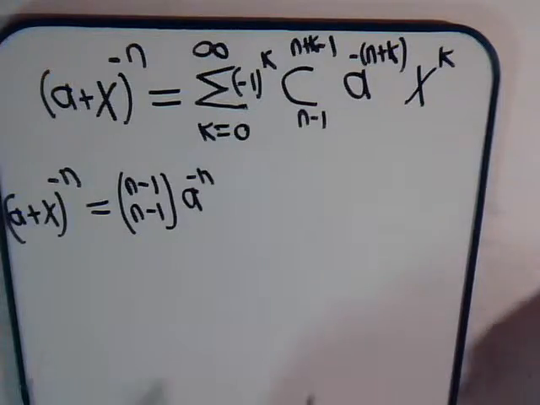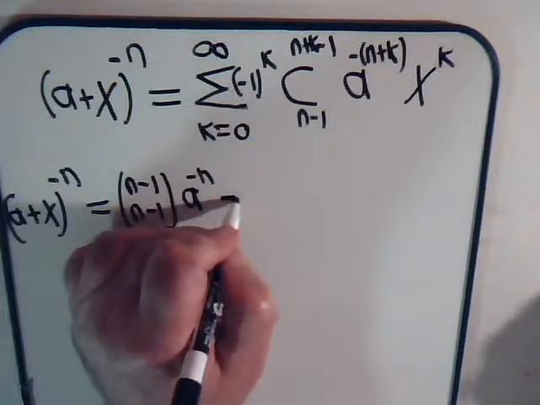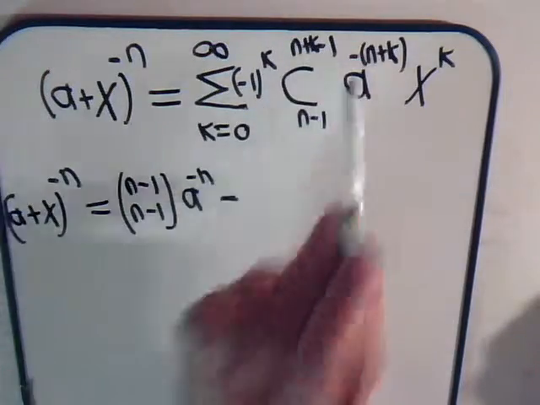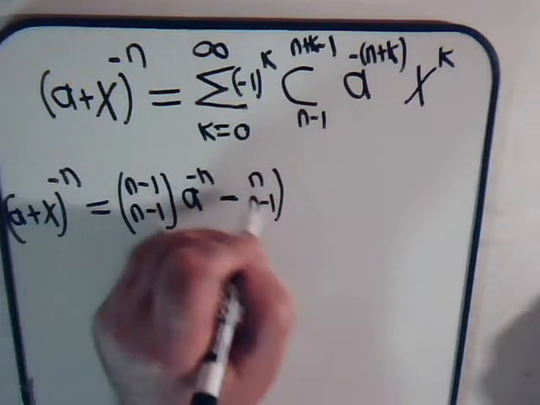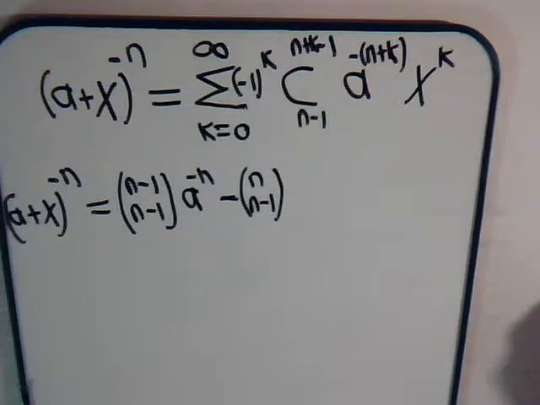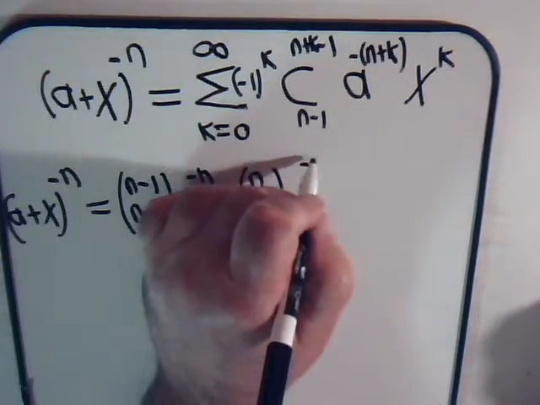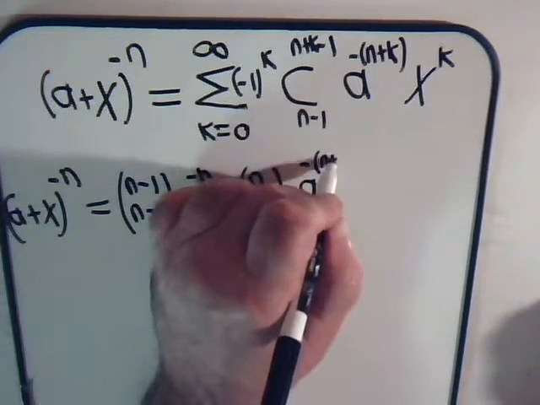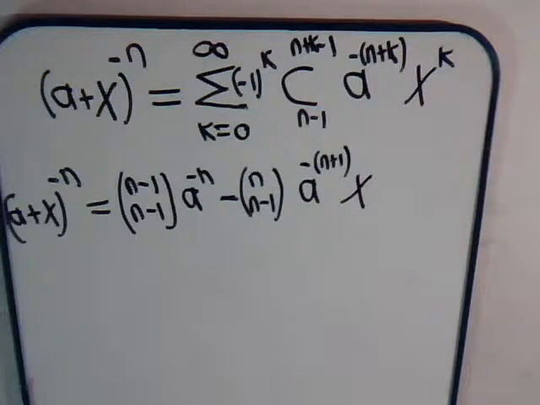Okay, now we move on. k equals 1. This is a minus sign now. 1 minus 1 is 0, so we have this binomial coefficient, n over n minus 1. And for here, we had that k now equals 1, so we have a to the minus n plus 1 times x to the first power. Okay, let's go on to the next term.